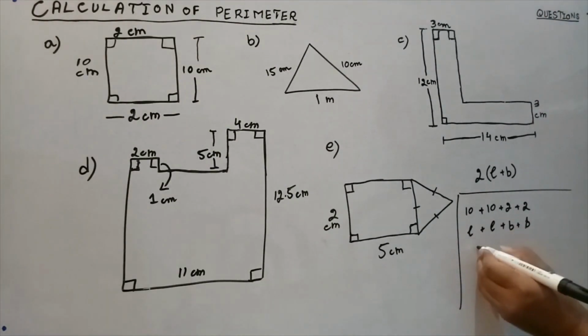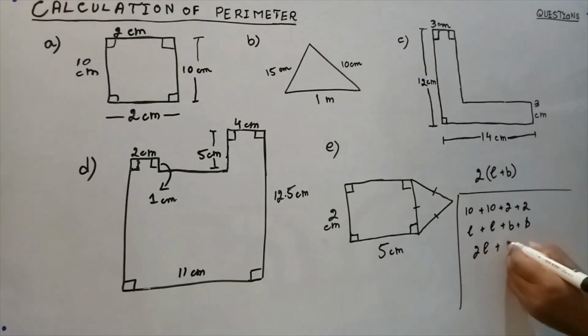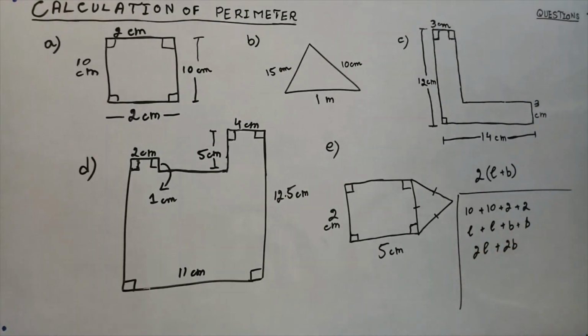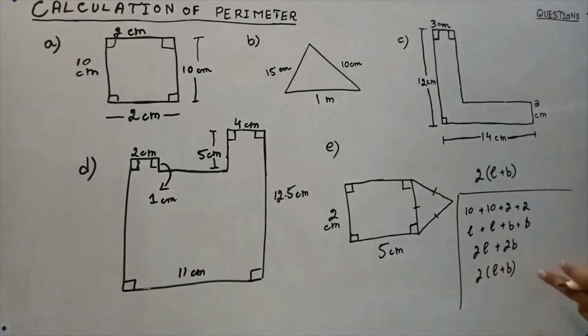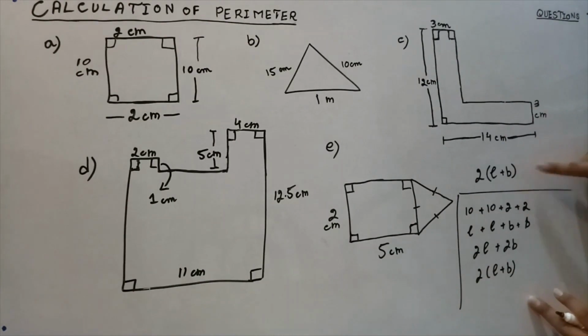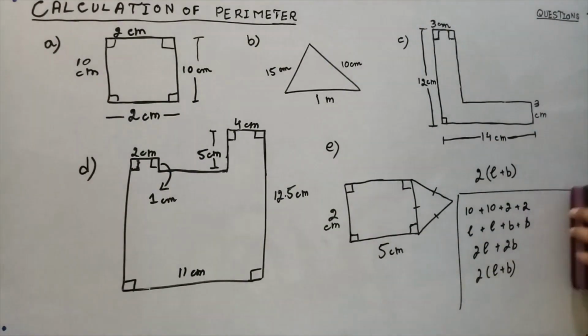So L plus L will be equal to 2L, 2 times the length, plus B plus B is equal to 2B, which means 2 times the breadth. And if we take this 2 as common, it will be equal to 2 multiplied by (L plus B), length plus breadth, which is the formula we have, 2 into (length plus breadth). So we can add all the lengths, or we can use this formula to calculate it.